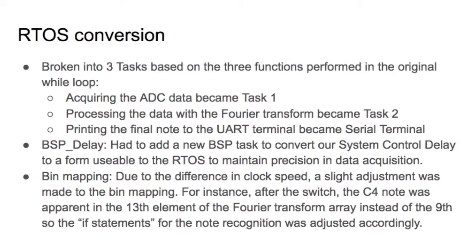The switch to an 80 megahertz clock from a 16 megahertz one did change the data acquisition process a bit, because we were using the same delay even though the instructions were now being processed 5 times as fast. But we didn't really feel the need to adjust that number, because the new delay just created a shift in the bins. So it was easier to just map the bins to these new values than to try and correct the note by messing around with the delay. For instance, C4 was just moved from bin 9 to bin 13, so we just had the if statement correct for that instead.